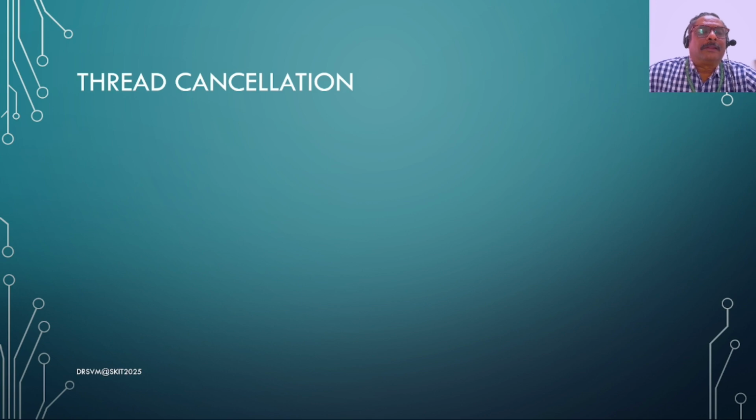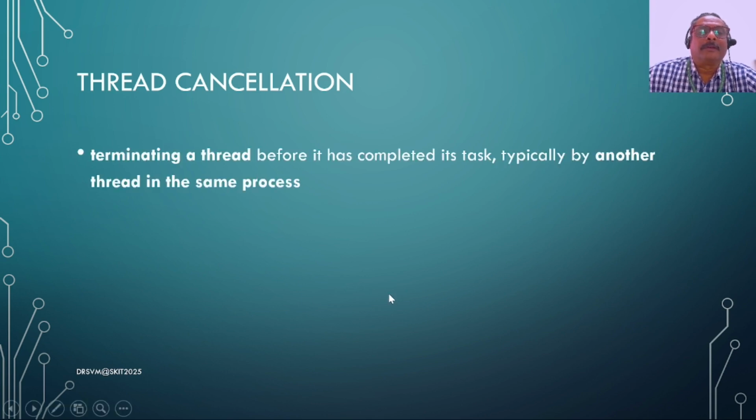Then there is another issue of thread cancellation. This is a method to terminate a thread before it has completed its task, and it is typically done by another thread in the same process. So one thread calls for cancelling another thread before the other thread completes its job, and this is used when that task is no longer needed.